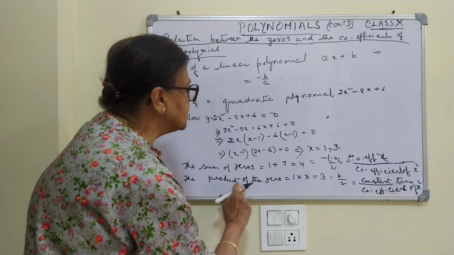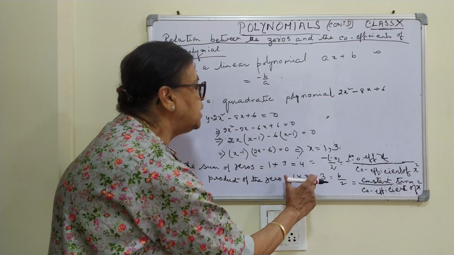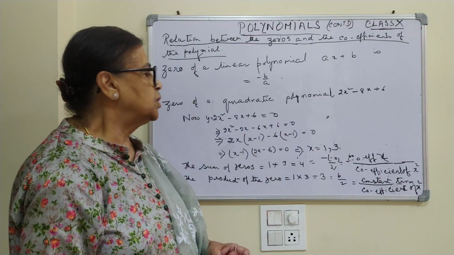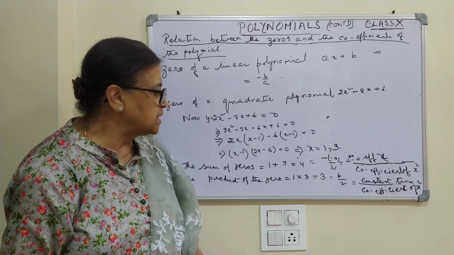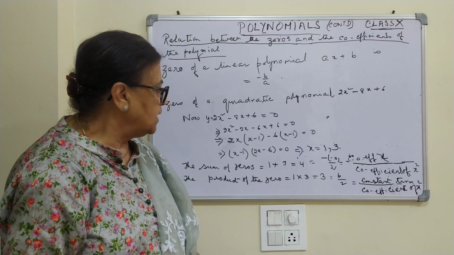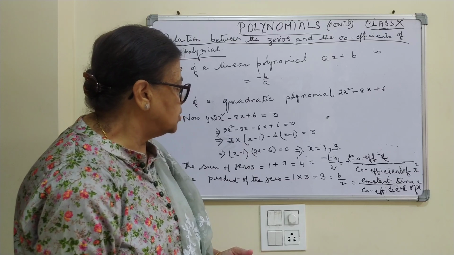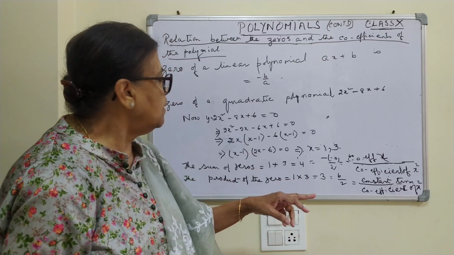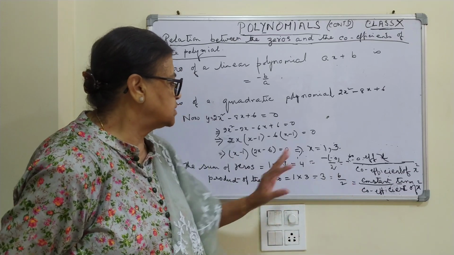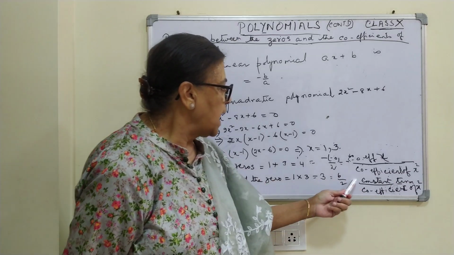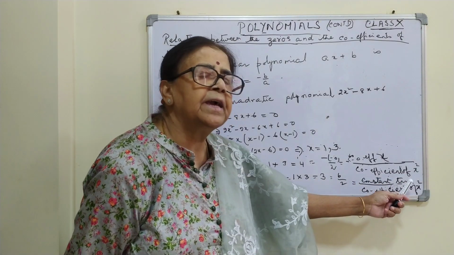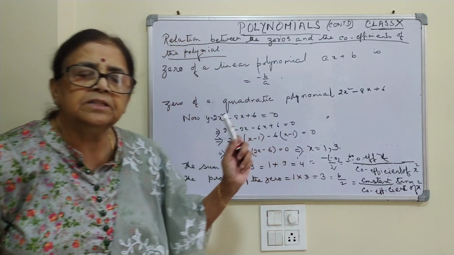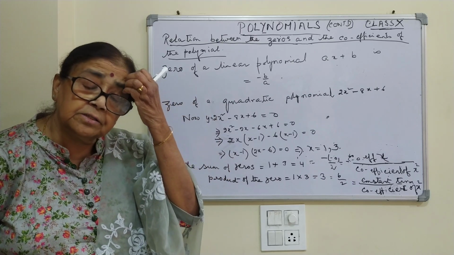Then the product of the zeros is 1 into 3 by 2. That can be written as 6 by 2, which is equal to the constant term divided by the coefficient of x square. 6 is the constant term, divided by the coefficient of x square. I have arranged this for my convenience.